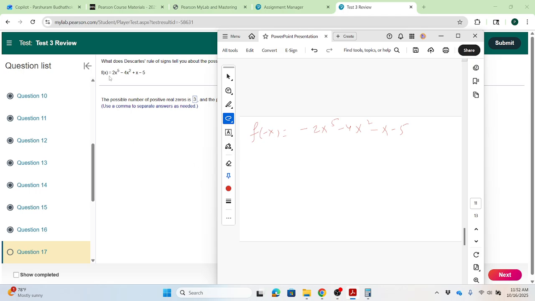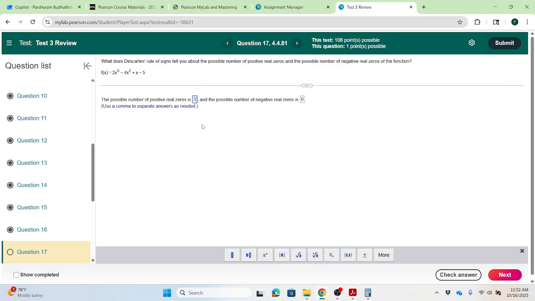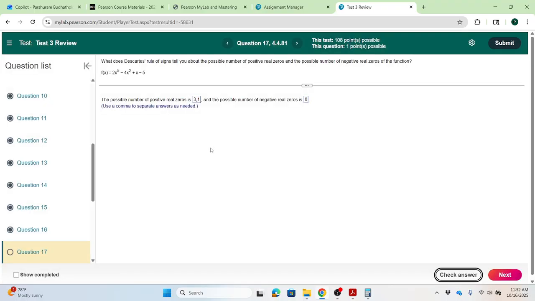For the positive, the sign changes from positive to negative and so on: 1, 2, 3. The possible number of positive real zeros is 1 or 3. It could be 3, and then 2 less than 3 is 1, and then we have to stop there. So these are the two possibilities. You see that? Because Descartes' rule says the possible number of positive real zeros is the number of sign changes, or an even number less than that. If you subtract 2 from 3, that is 1.